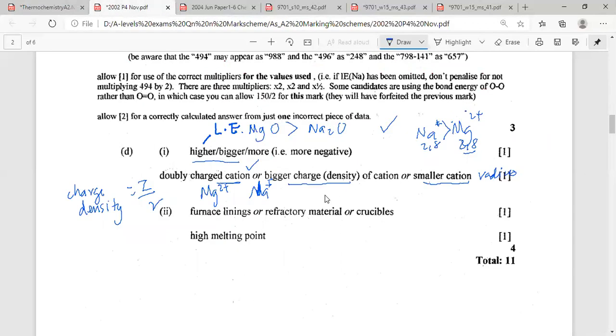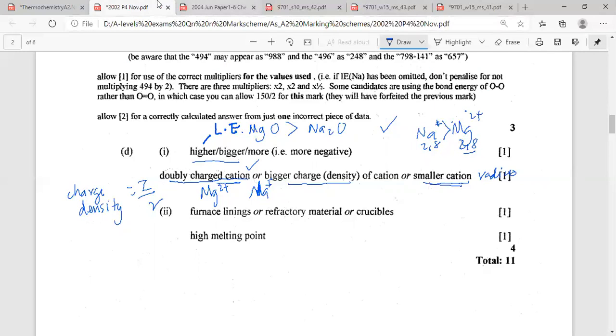I thought about this result already. Mg is larger than this one. I think I talked about this already. So 1 mark for larger, 1 mark for doubly charged Mg2 plus, or smaller cations.